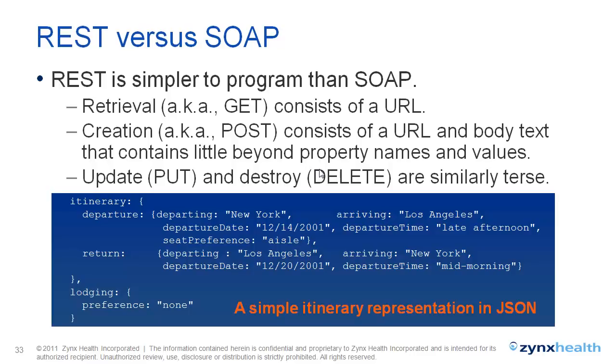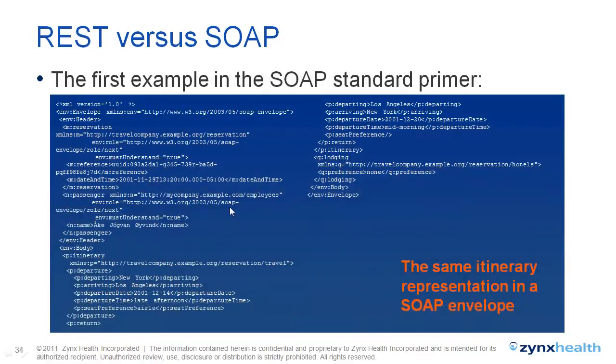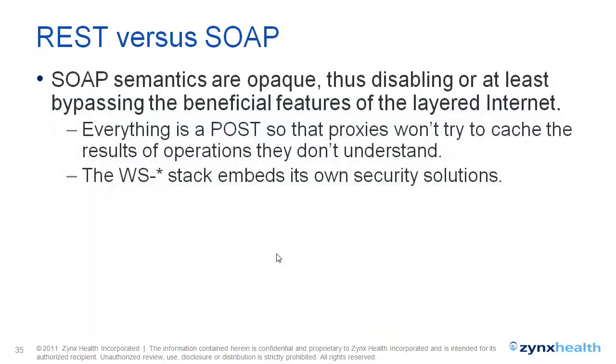The illustration here is a JSON representation of a travel itinerary. I show it here to contrast it with the next slide, on which we see what is actually the first example in the SOAP standards primer, which is the same itinerary along with a little bit of additional information in an XML SOAP envelope. JSON, of course, is a representation that you'll typically consume as a Web 2.0 AJAX client of a RESTful web service interface.